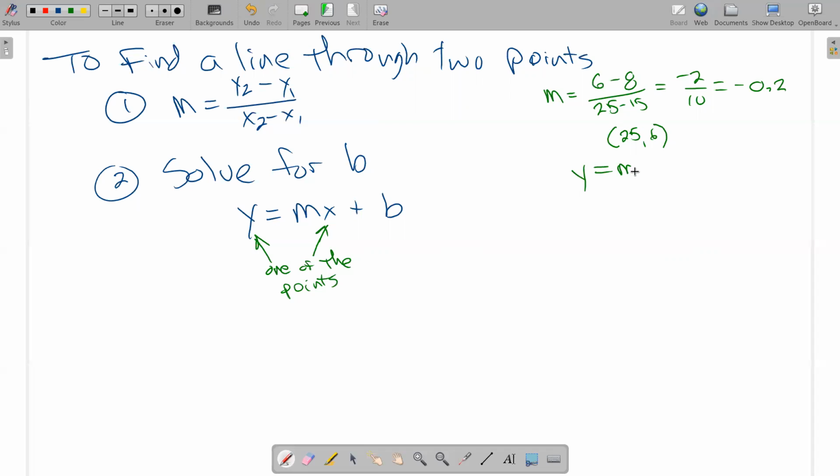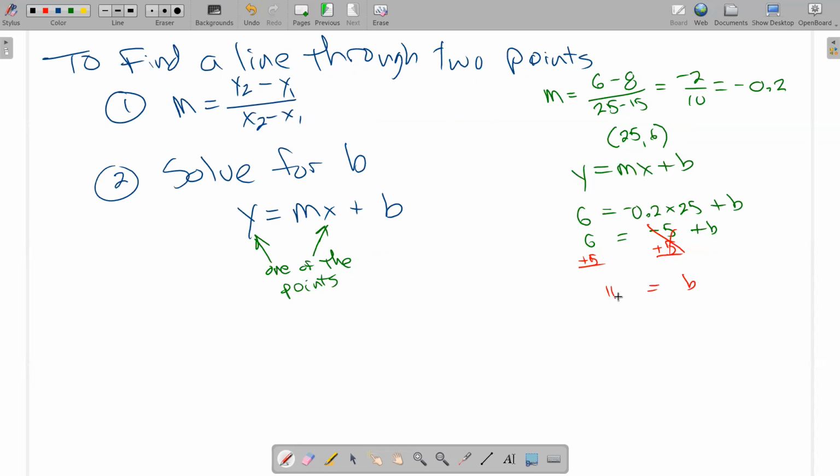So y equals mx plus b for step 2 here. And then now I'm saying y is 6, negative 0.2 times 25 plus b. So we fill in our point and our slope and solve for b. So we figured that was negative 5 earlier, plus b equals 6. So we would then add that 5 over to the other side to balance things out. That goes away, leaving just the b is 11.